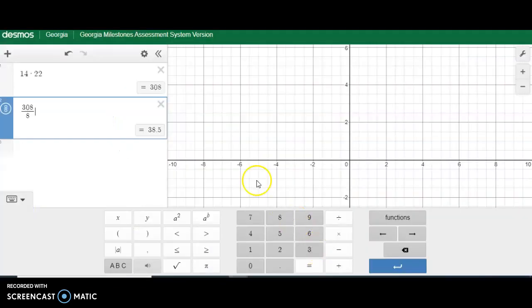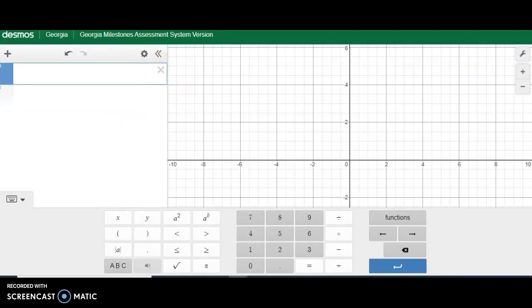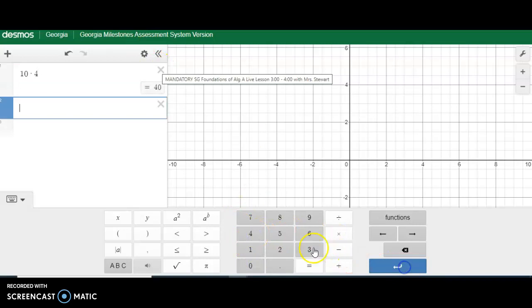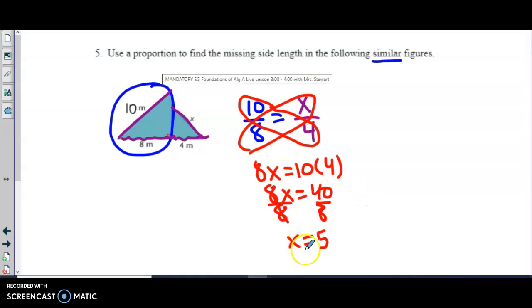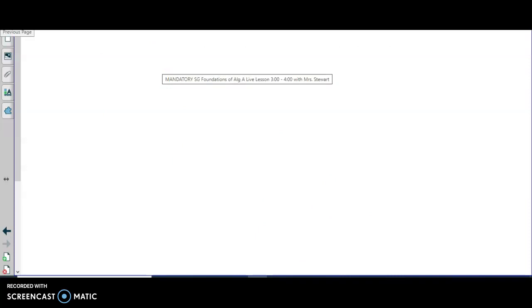Let me double check all my work in my calculator. So I'm going to do 10 times 4 is 40. And then I'm going to do 40 divided by 8 is 5. So that is the correct answer. And that's it. Good luck on this quick check.